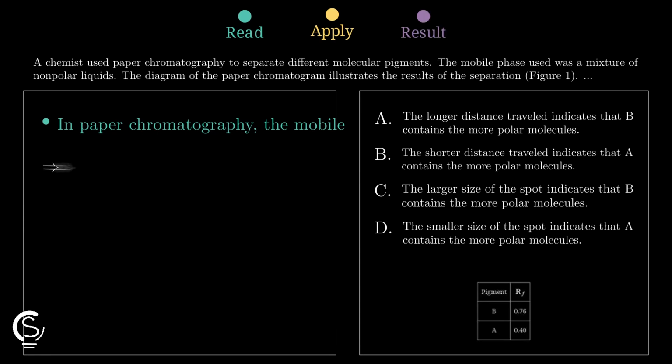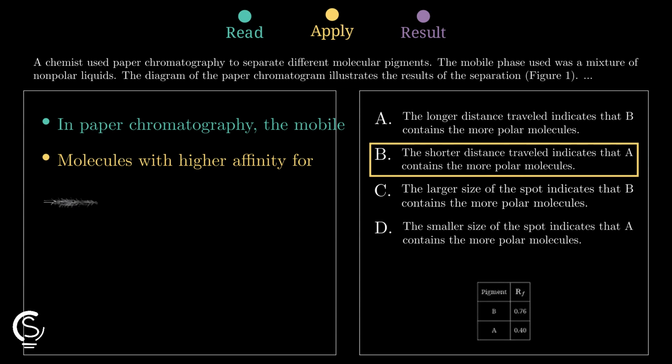Since pigment A has a lower retention factor than B, it is more polar. Option B is the final winner for this chemistry problem.